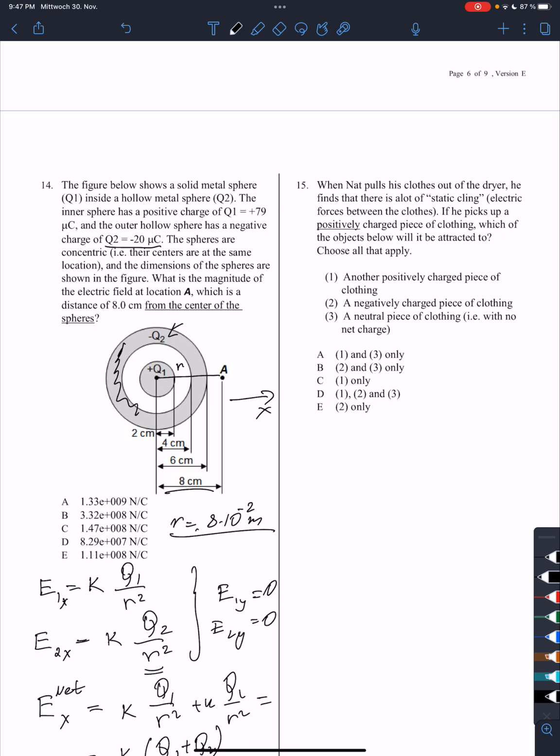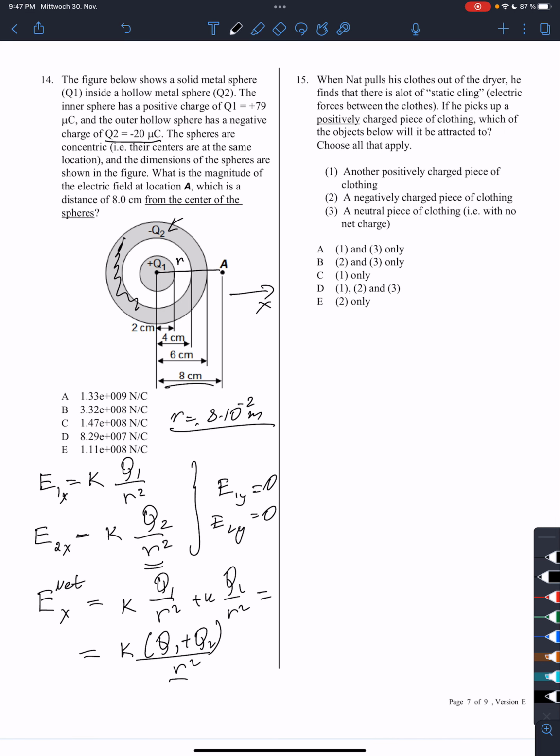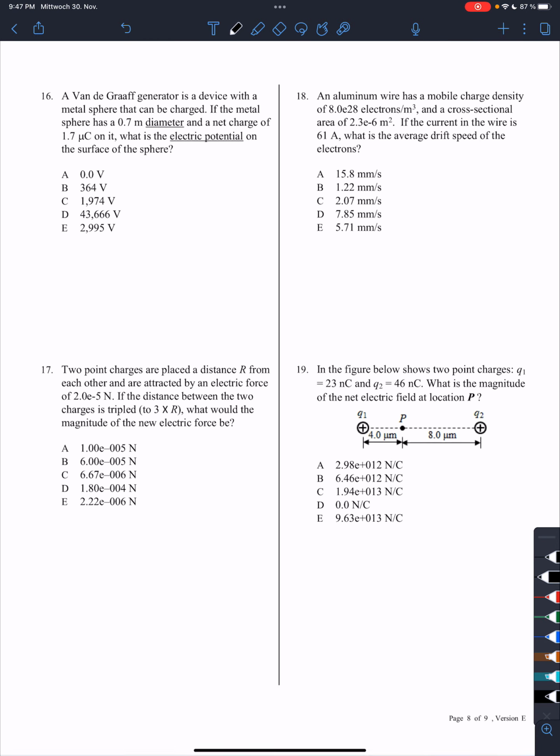Let's move on. This is a conceptual one. It's also pretty straightforward. I will let you do that. Let's look over here.